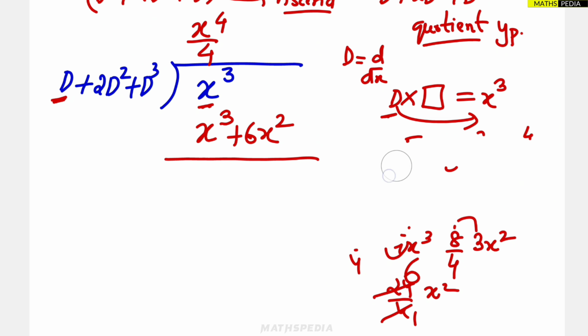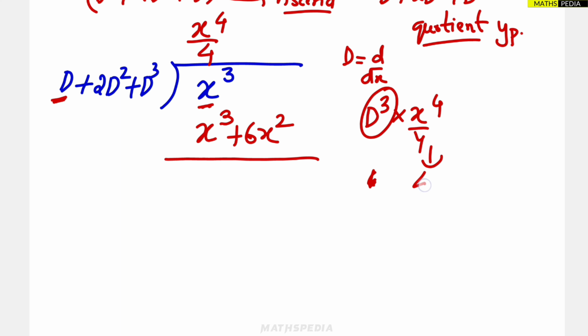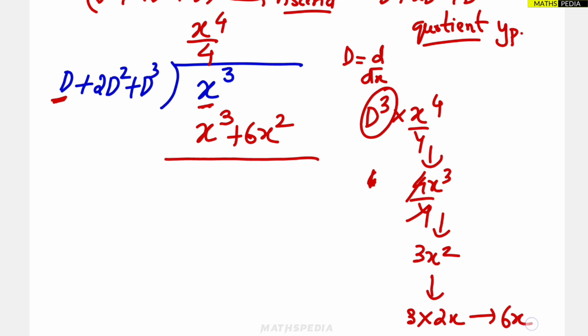Now we have to multiply what? D cube also. So d cube I will multiply here. D cube into again x power 4 by 4. So you have to do triple differentiation, 3 times differentiation. So first differentiation, what will you get? 4 outside. So 4x cube by 4, cancel. Again one more differentiation, so it will be 3x square. Again one more differentiation. It will be 3 into 2x. Right? So we will be getting 6x. Done. Now we have to subtract.